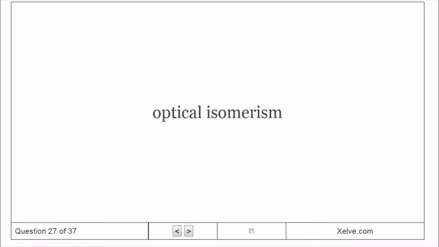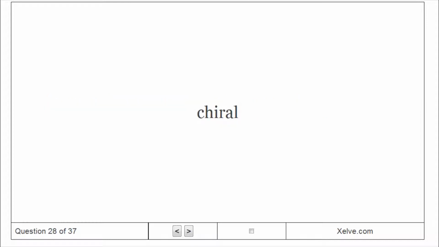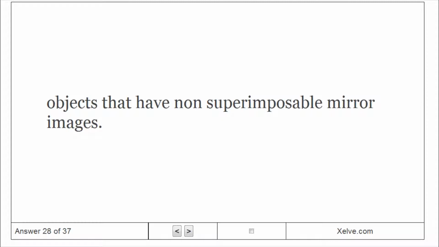Optical isomerism. Isomers have opposite effects on plane polarized light. Chiral. Objects that have non-superimposable mirror images.